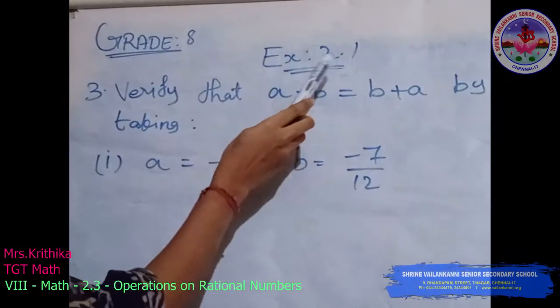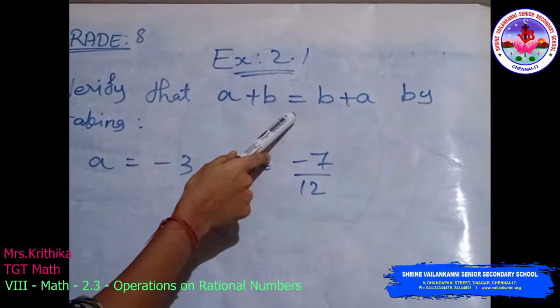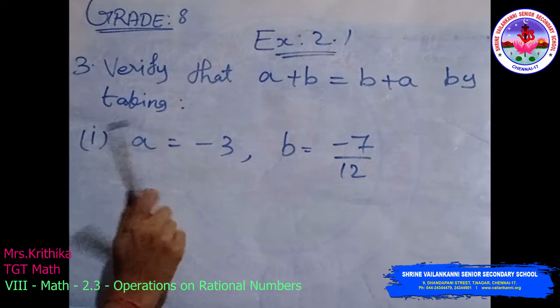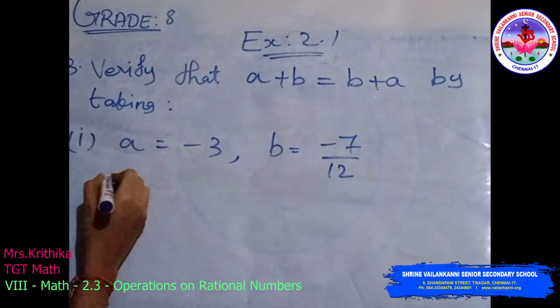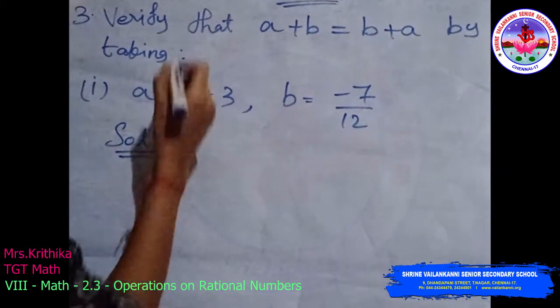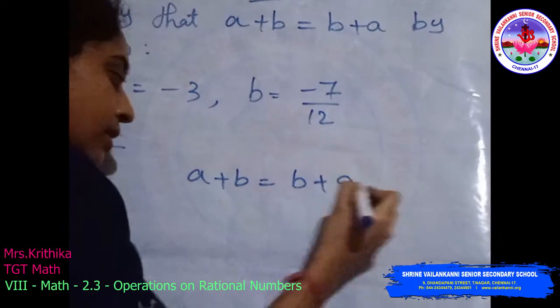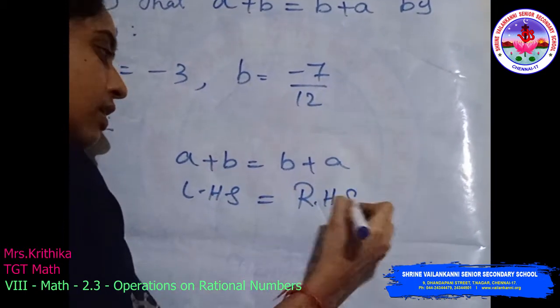Next exercise 2.1, third question. Verify that a plus b is equal to b plus a by taking a is equal to -3, b is equal to -7/12. Solution. Here verify that a plus b is equal to b plus a. This is LHS is equal to RHS.